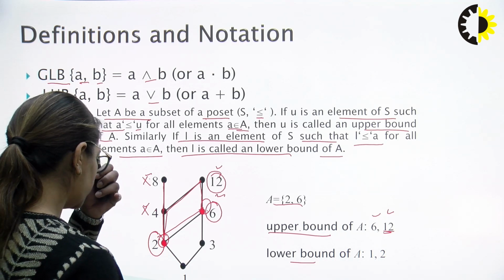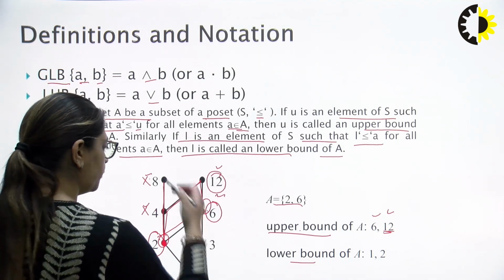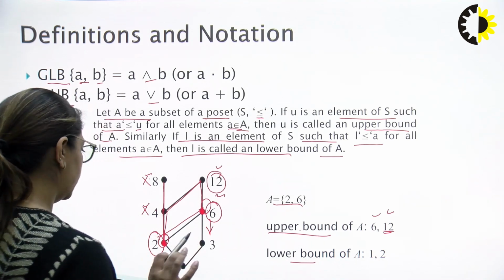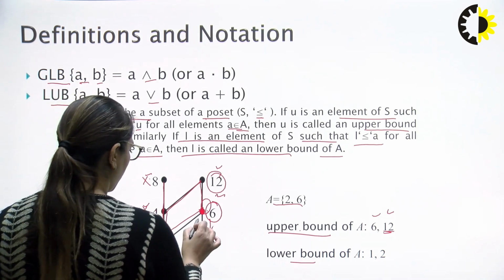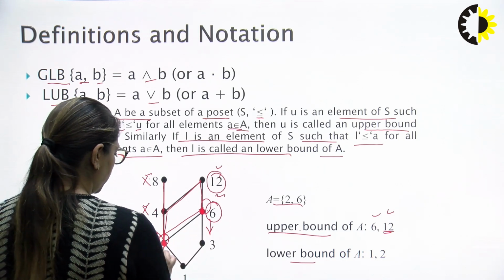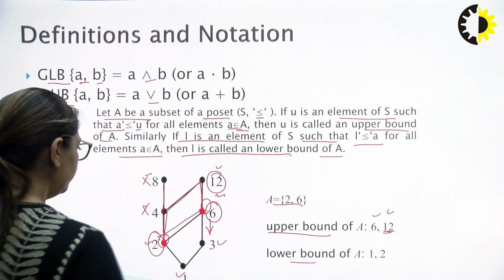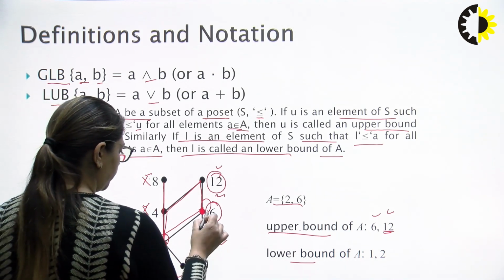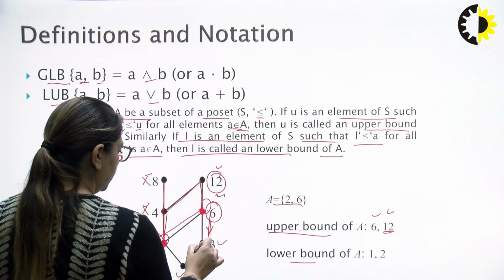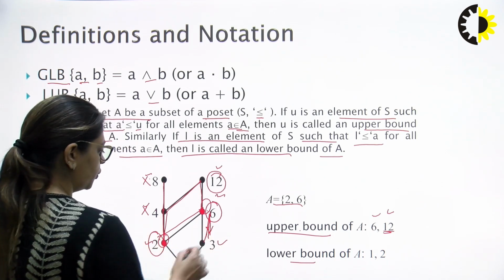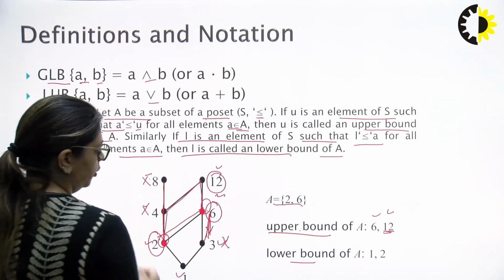Now for lower bounds we have to see the same thing. We have to check only downwards. We will not go in any other direction. The contenders for the lower bounds are 2, 1 and 3. Now let's consider 3. There is a path between 6 and 3, but there is no path between 2 and 3. So 3 will not be a lower bound.